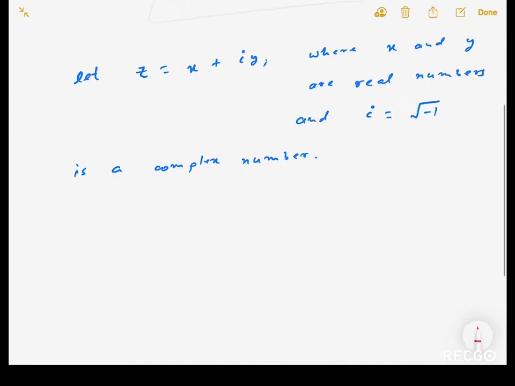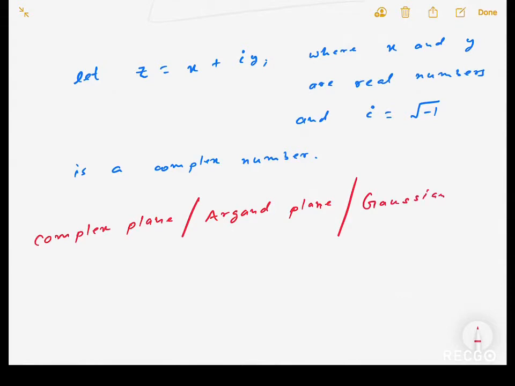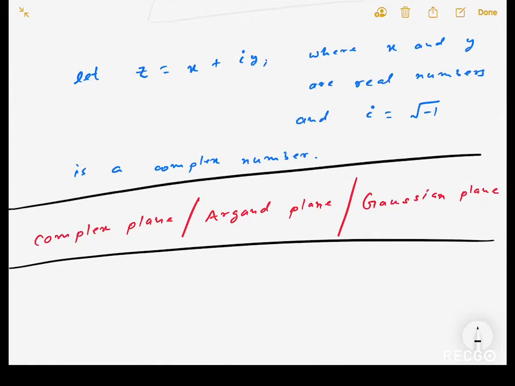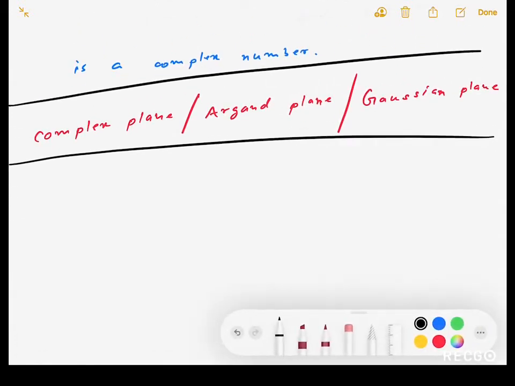Now let us first visualize what the complex plane is. As I said, any complex number can be represented as the affix of a point in the complex plane. The complex plane is also called the Argand plane, or the Gaussian plane, like you must have heard the name Gauss in your physics. So what are the elements and concepts associated with the complex plane, the Argand plane? It is very similar to the Cartesian plane.